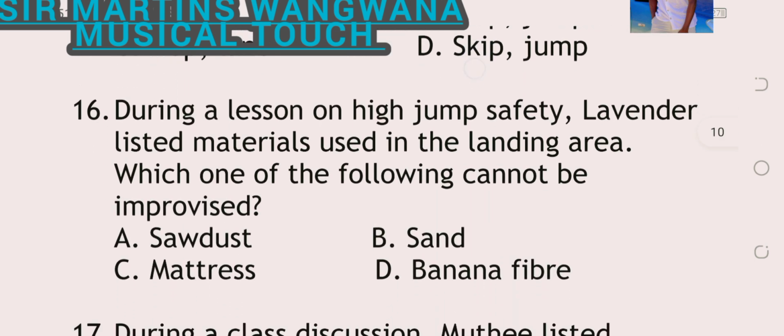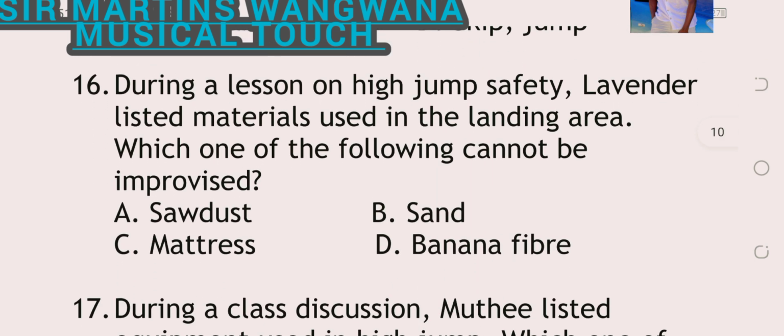Number 16 says, during a lesson on high jump safety, Lavender listed materials used in the landing area. Which one of the following cannot be improvised? We have sawdust, we have mattress, we have sand, we have banana fiber. What can we use to improvise banana fiber?